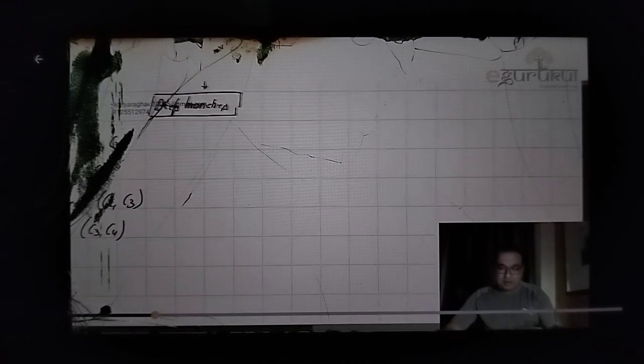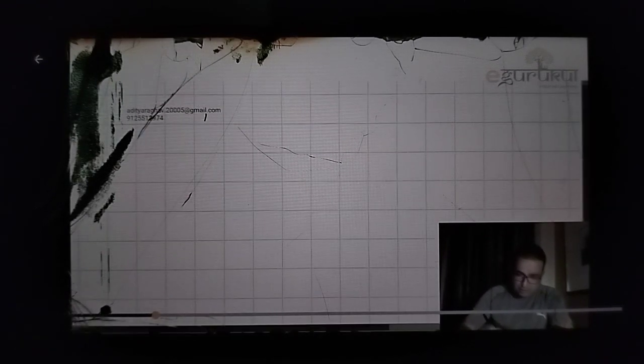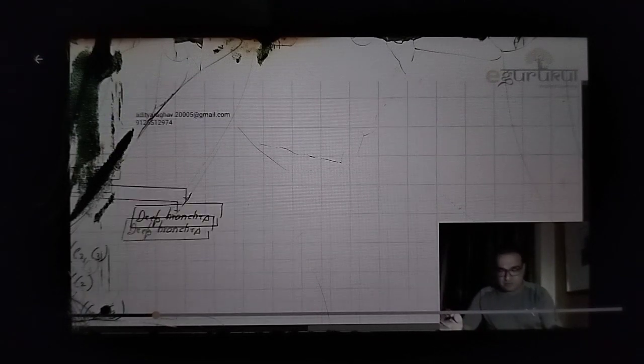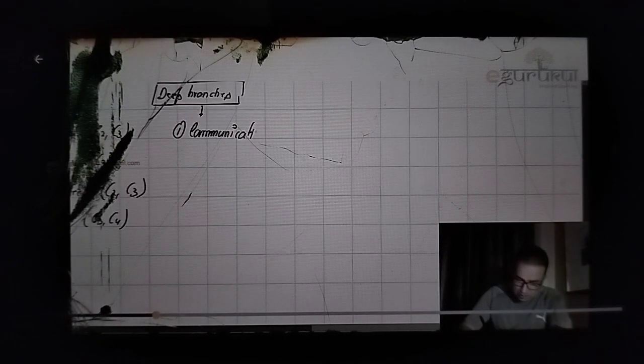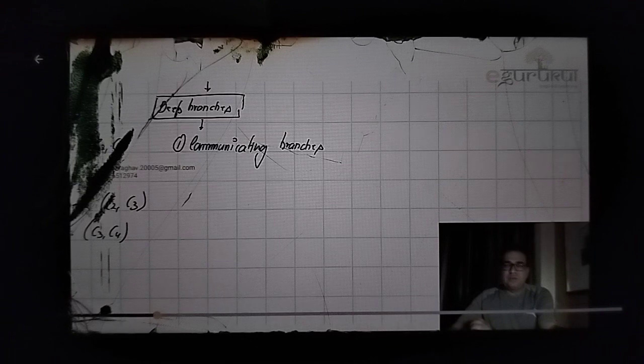But first, let me tell you what the deep branches are and which ones are important to be remembered separately. Well guys, when you look at the deep branches, there are 2 types of deep branches you will see. Some are called the communicating branches. What are these communicating branches? They are grey rami communicantes from the superior cervical ganglion.